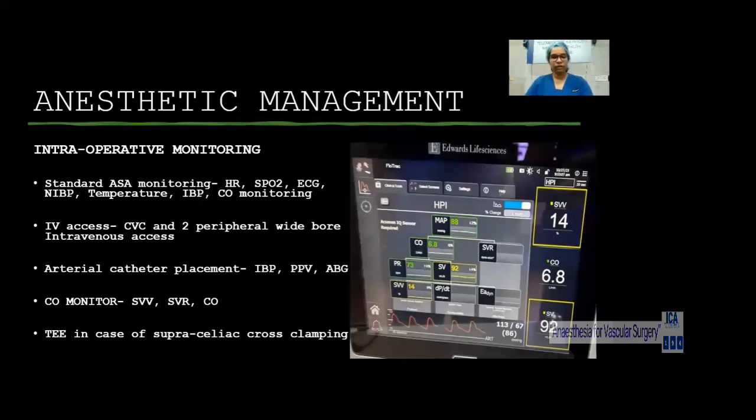Cardiac output monitor is used to look at stroke volume variation, systemic vascular resistance, and cardiac output monitoring. And in case of supraceliac cross-clamping, transesophageal echocardiography is used to differentiate between hypovolemia versus myocardial dysfunction.